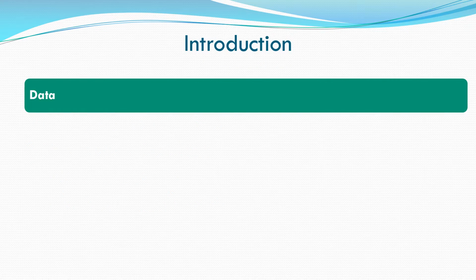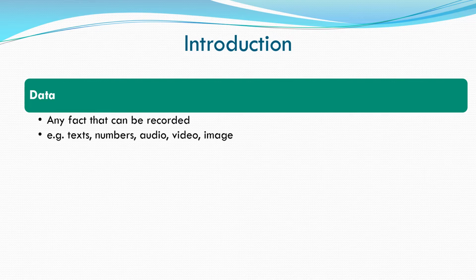In any information systems, we deal with data. Any fact that can be recorded is data. For example, texts, numbers, audio, video, image, etc. This data has to be arranged in a proper way to accept, process, and communicate operations and results. For arranging this data, we need files.